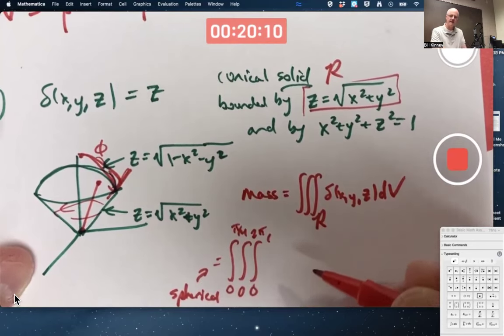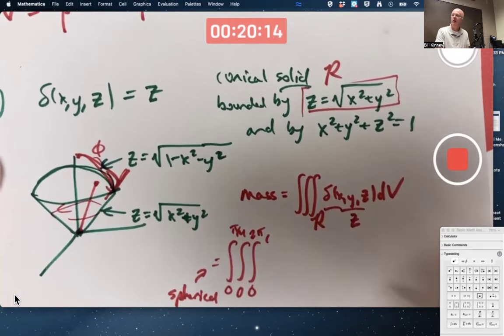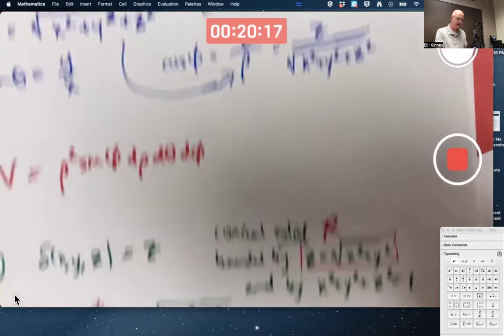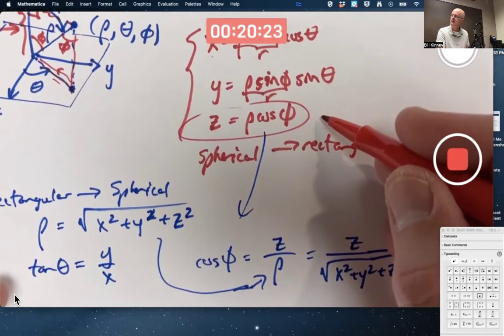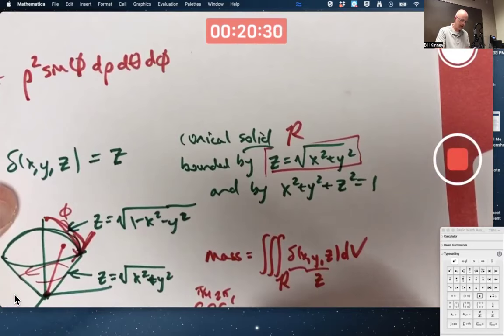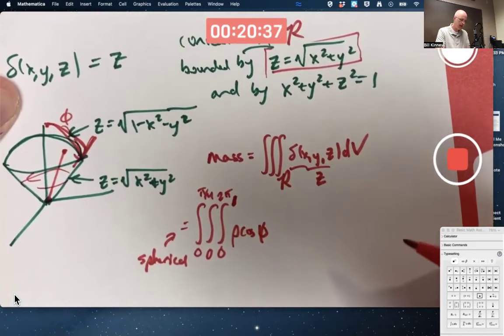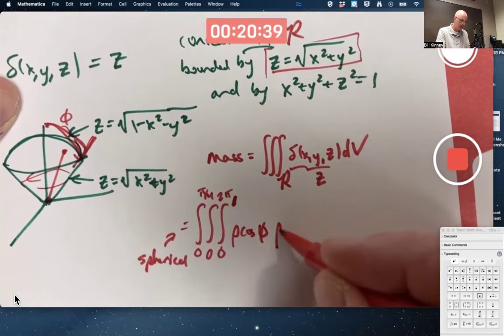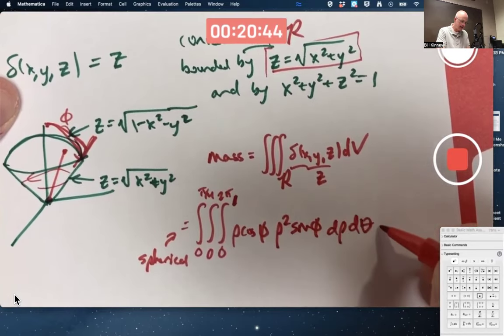Z, what does z get replaced with? This function is z. It gets replaced with the conversion equation for z: rho cos phi. Rho cos phi is what z gets replaced with. Yeah, that is 0 to 1 there. That is a 1 there. And then replace dV with rho squared sine phi d rho d theta d phi.